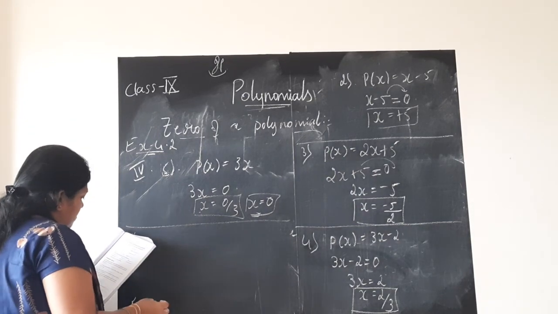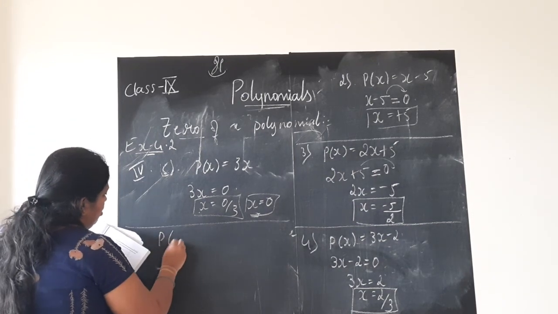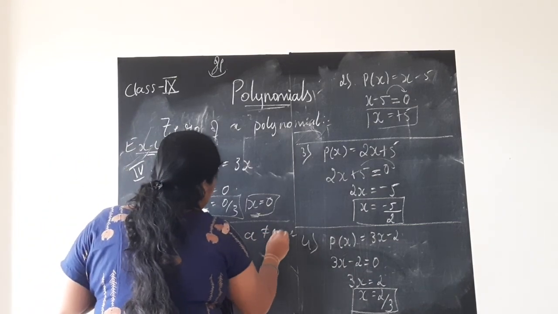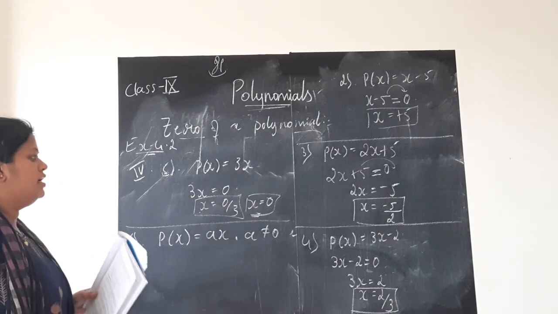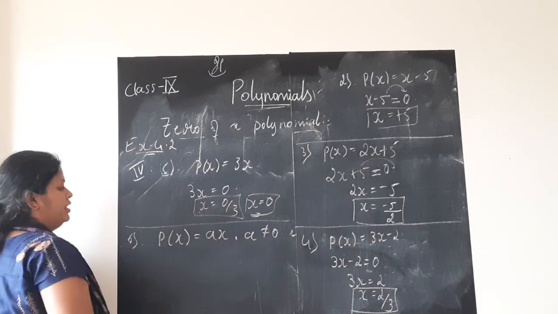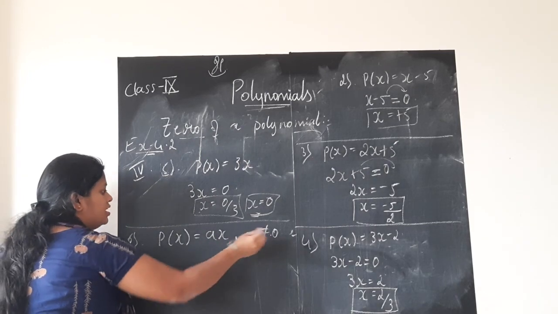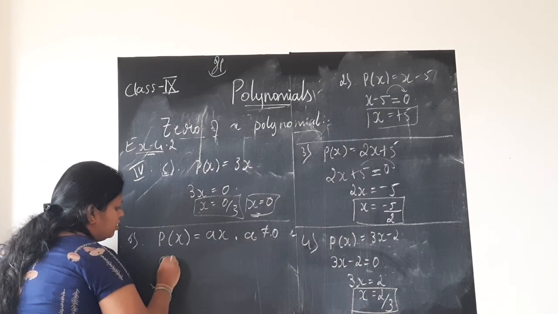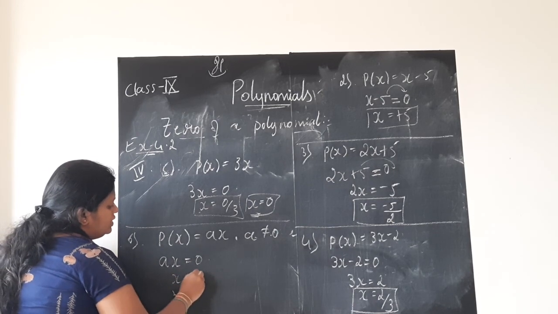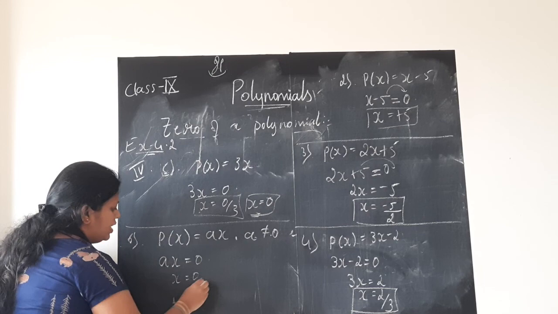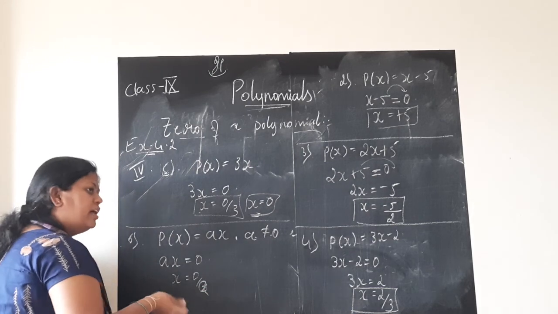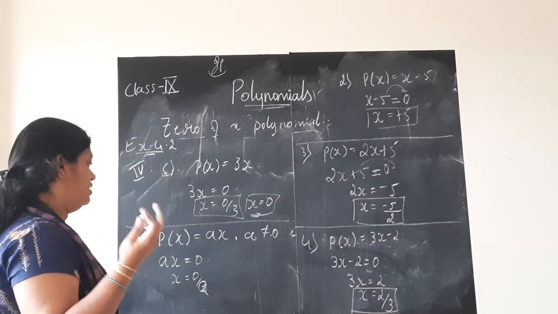Sixth question. P of x is equal to a into x, where a is not equal to 0. Here no such conditions were given, so we wrote x is equal to 0. But here the condition is given that a is not equal to 0. So a into x is equal to 0, and x is equal to what? 0 by a. But a is not equal to 0 means it may be 1, 2, 3, minus 1, minus 2, minus 3, anything.